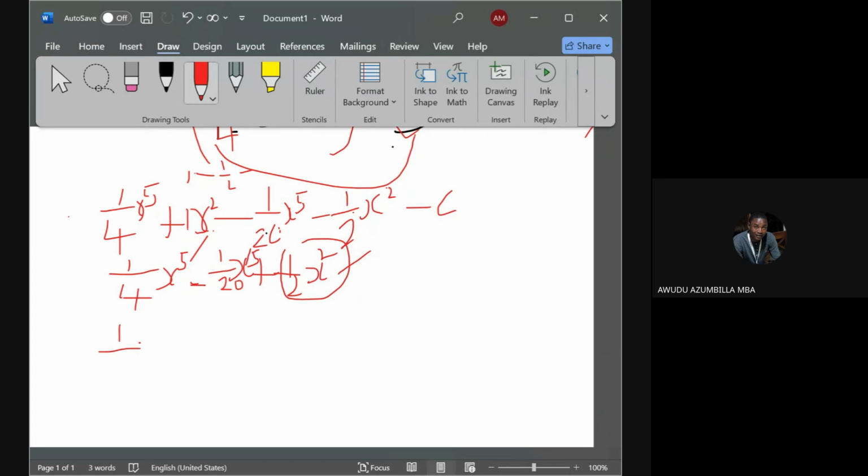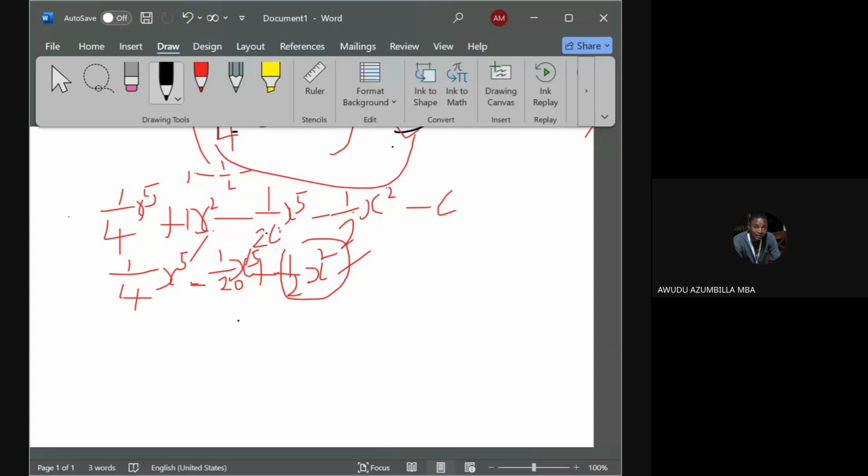Okay, let's move on. Let's do it simply. Yes, you can find the LCM here, but let me also tell you the simple way to do it. This is 1/4, and this is 1/20.